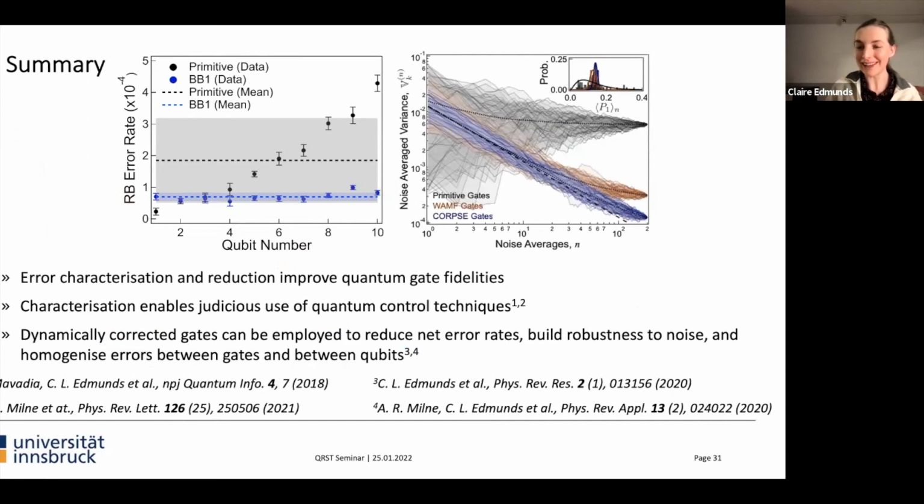I hope I've given you a little taste about why I find quantum control so interesting and what it can do, and also when and where it should be applied. It's a really powerful toolkit. It can be used to reduce the frequency and precision of calibrations in large systems, can reduce and homogenize error rates, and reduce temporal correlations between gates and spatial correlations between qubits.